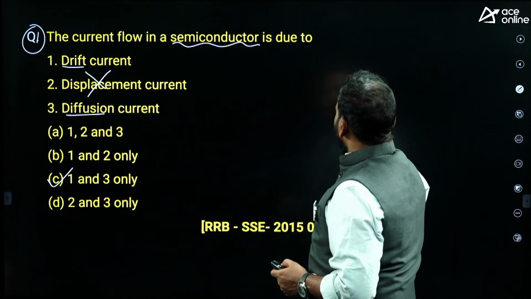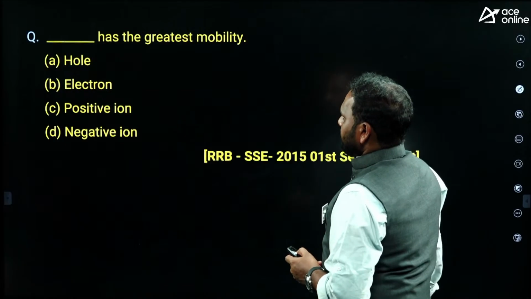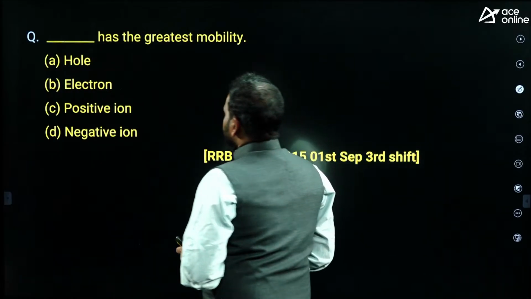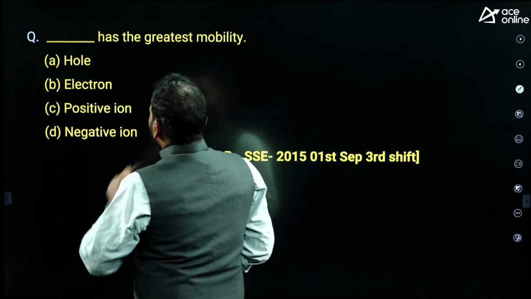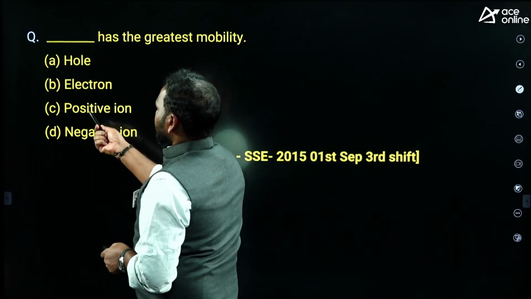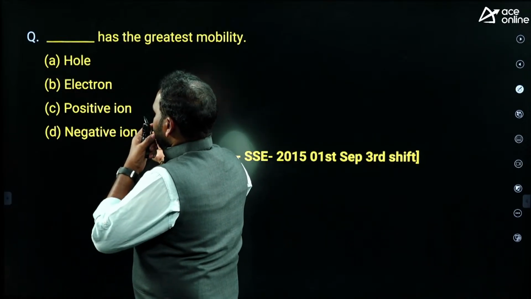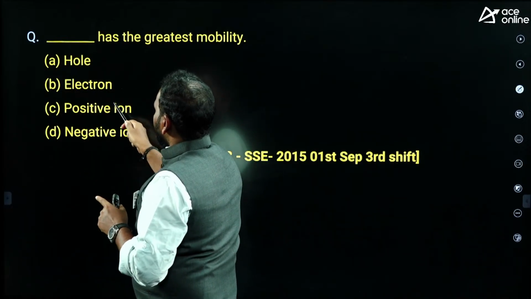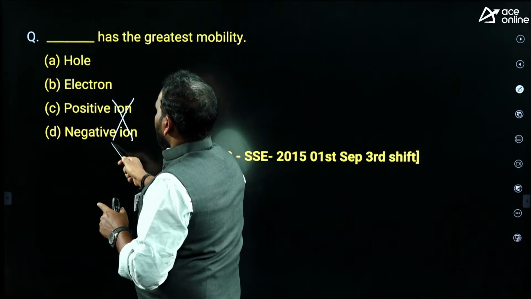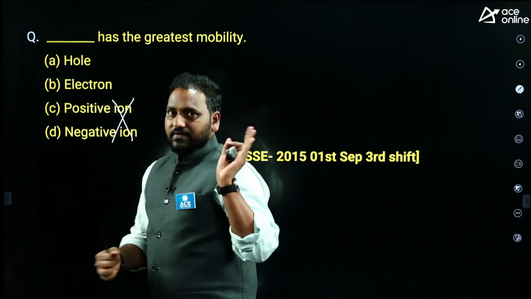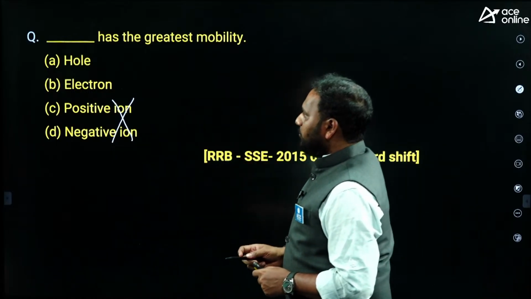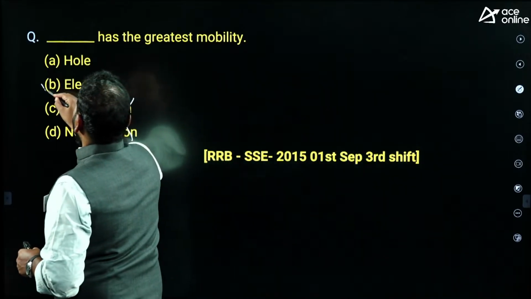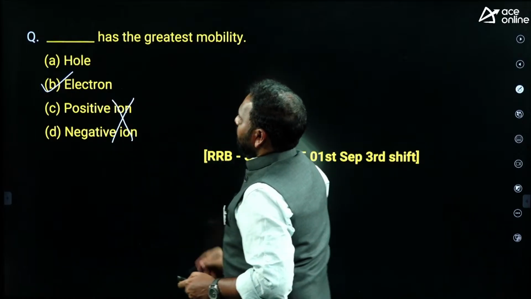Right. Let me go for the next question. Dash has the greatest mobility. Electrons, ions, no concept of mobility, okay? First of all, ion, no concept of mobility. Electron, hole, just now I have given maybe 3-4 slides before, okay? Electron is having more mobility. Question number 2.